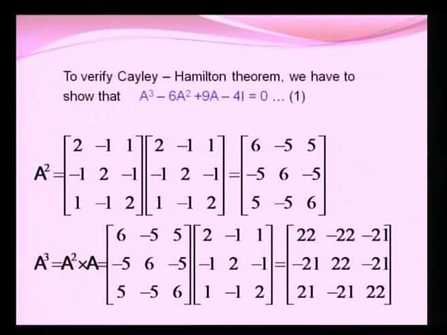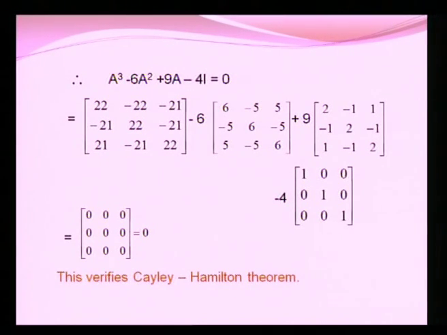If we look at the PPT here, we have the value of A square, we have the value of A cube, and now if we substitute all these values in the left hand side of equation number 1, that is A cube minus 6A square plus 9A minus 4I, we will get here this value, right? So this is A cube minus 6A square plus 9 into A minus 4I.